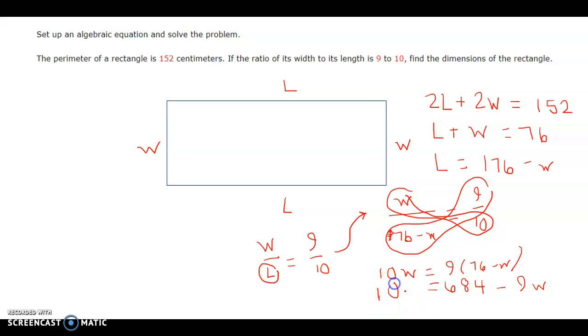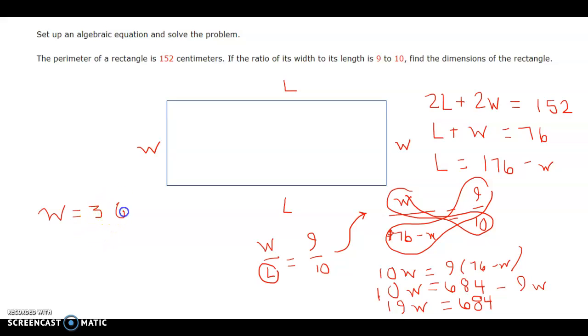So of course, we're solving for W, so we need to bring our W's together. If we add 9W to both sides, we get 19W is equal to 684. And then finally, of course, to solve for W, we have to divide by 19. And we get a width equal to 36.